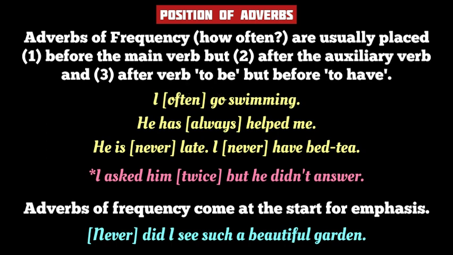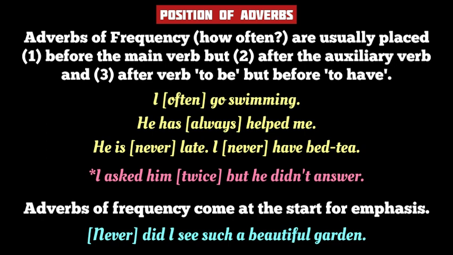However, if there is an auxiliary or helping verb in the sentence, the adverb of frequency comes after it, that is, in between the auxiliary verb and the main verb. For example, in the sentence, he has always helped me, the adverb of frequency always is placed in between the auxiliary verb has and the main verb helped.